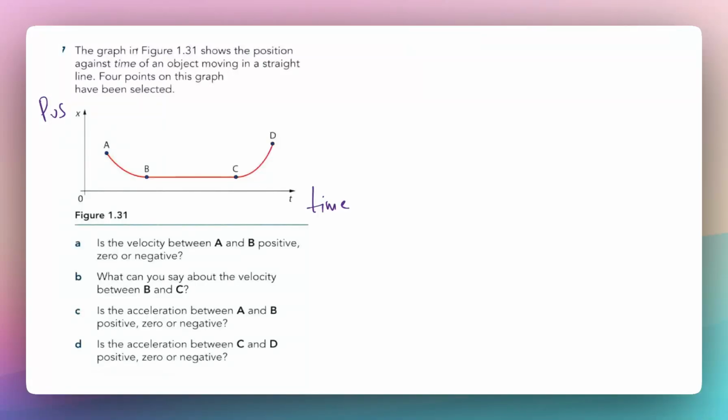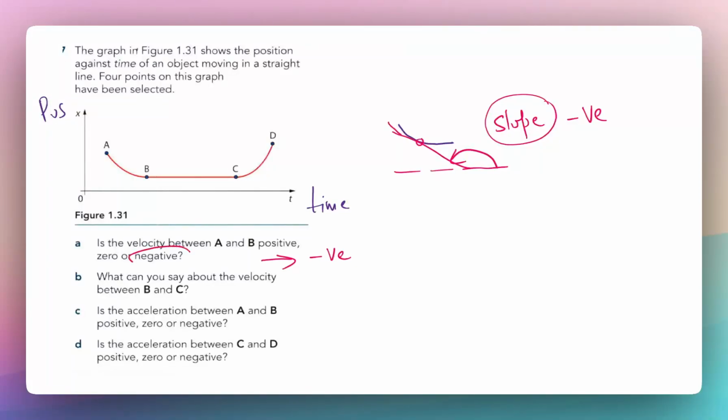Is the velocity between A and B positive, negative, or zero? So the shape here is like this. The way we can find the velocity is by drawing a tangent at a particular point and seeing what the slope looks like, right? The slope here is negative, because it is more than 90 degrees. The slope is negative, which means my velocity between A and B is also negative.